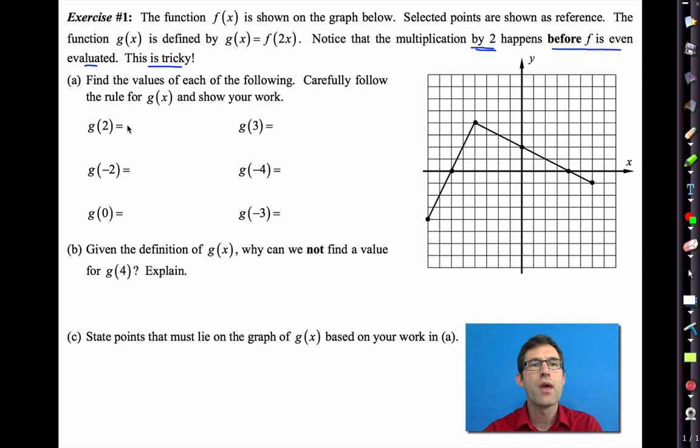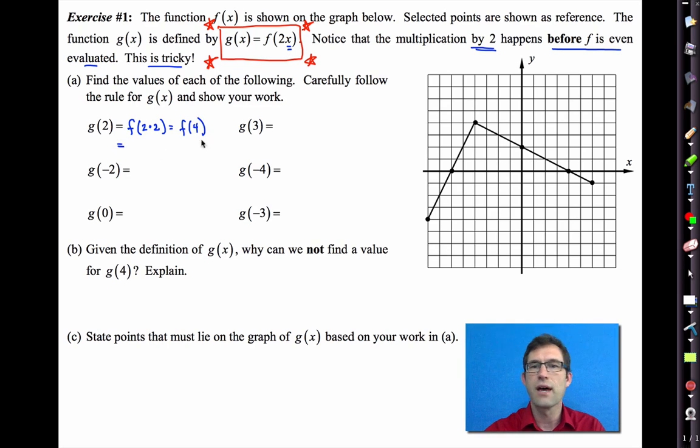All right, so watch. g of 2, here's my rule. Let me put it in big red. There's my rule. Remember, follow the function rule and you can't go wrong. So g of 2 is f of 2 times 2, I'm just putting in 2 for x. But that means g of 2 must be f of 4. Well, what's f of 4? 1, 2, 3, 4. It's 0. So g of 2 is 0.